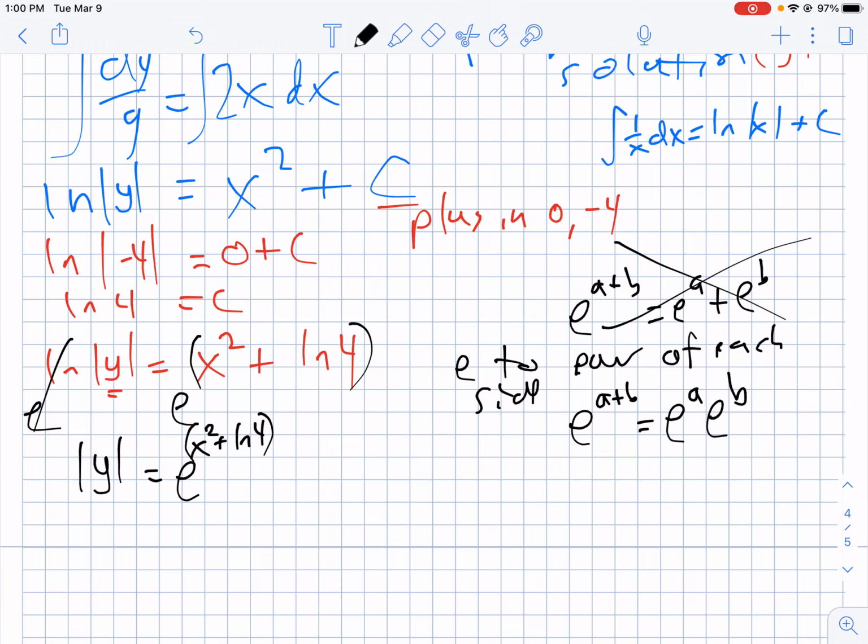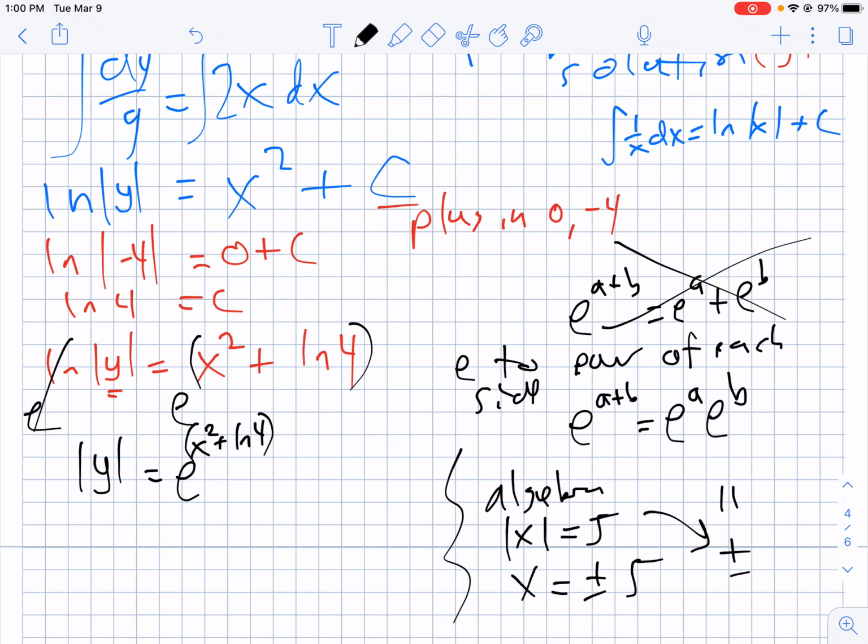Okay, now let's talk about the absolute value, because something interesting happens with the absolute value here. Just a reminder, back in Algebra 1, if you solved an equation, like say you had absolute value x equal to 5, that x could be positive or -5. The absolute value led to a plus or minus as well, because you could have a positive or a negative inside the absolute value. So that means the absolute value is going to lead to a plus or minus. So y equals plus or minus e to the x squared plus the natural log of 4.